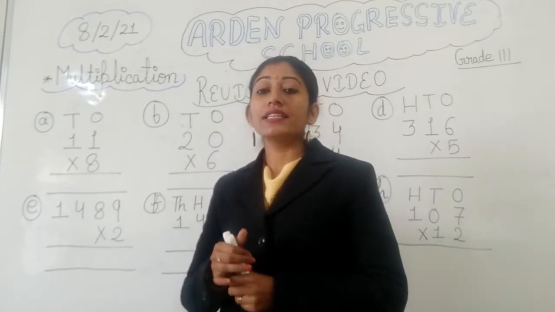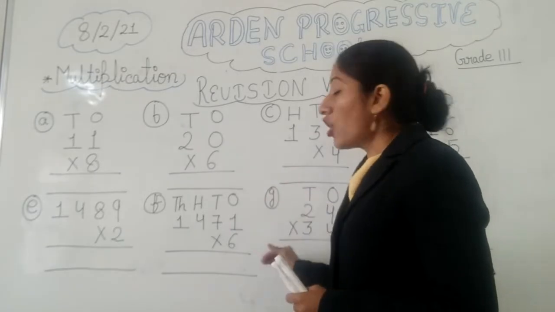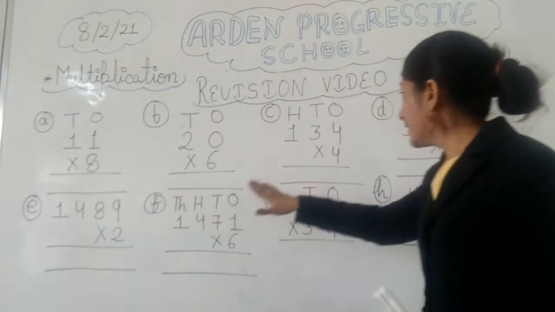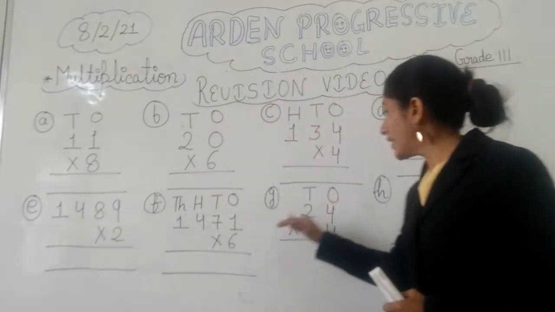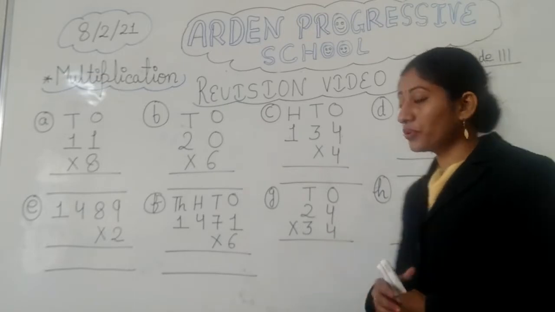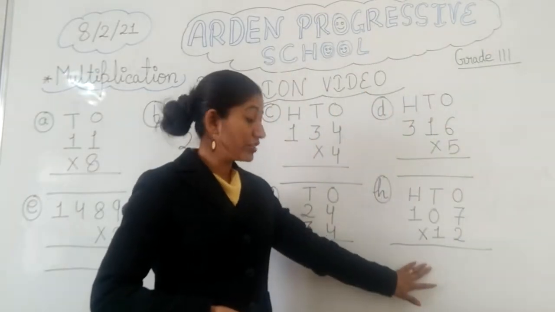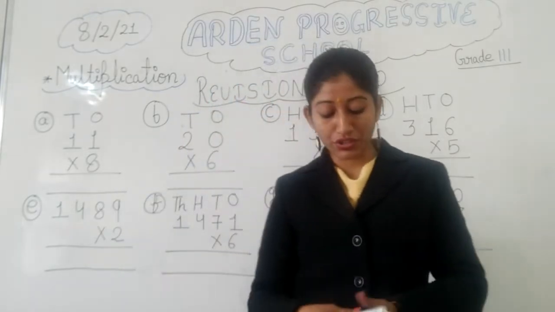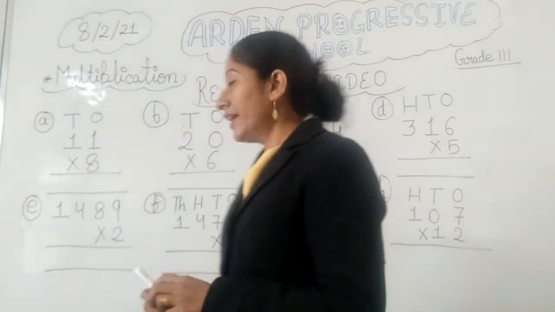Now, in this class I have taken multiplication of three types. Simple multiplication, then multiplication including 4 digits, after that multiplication of two digits, and multiplication of 2 digits and 3 digits. So I have included all types of multiplication in this video. So let's start how to multiply.